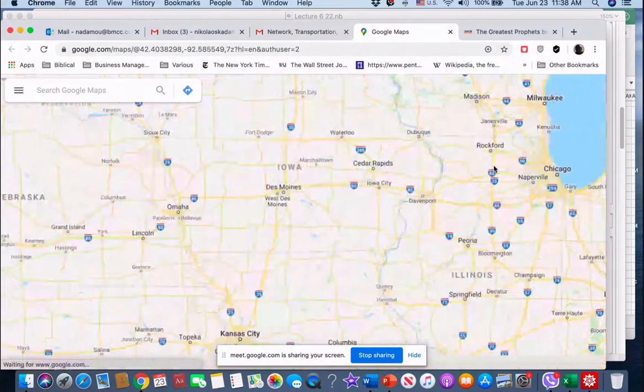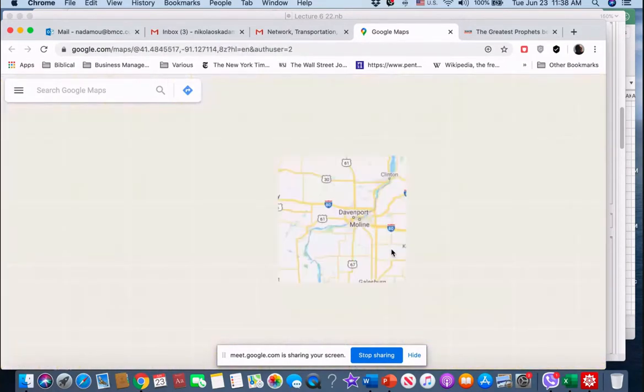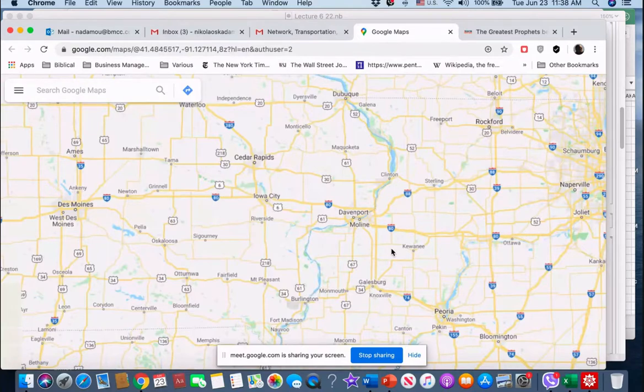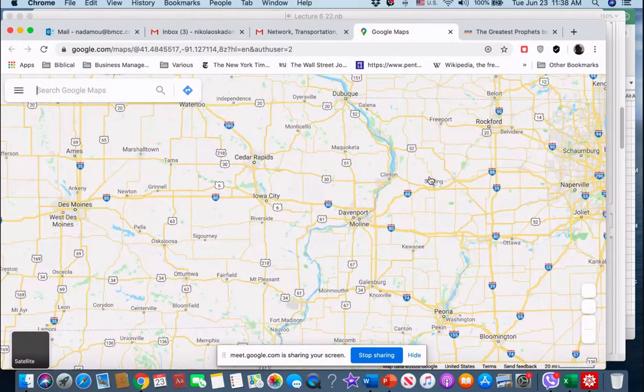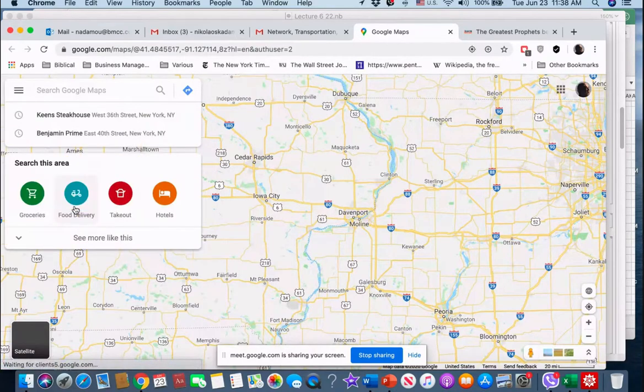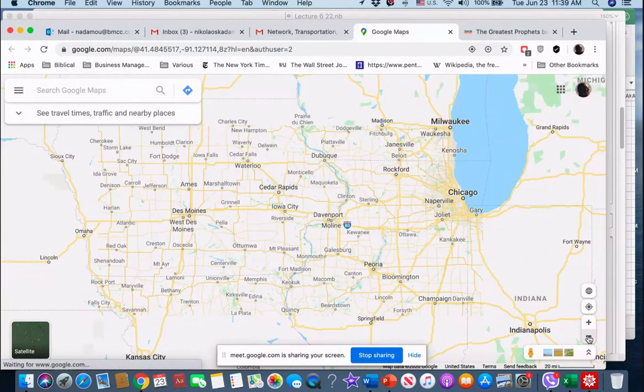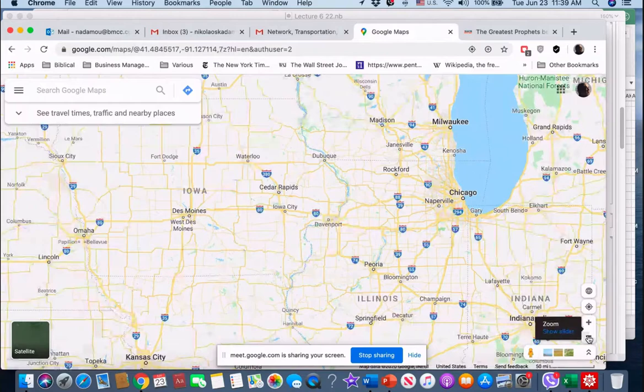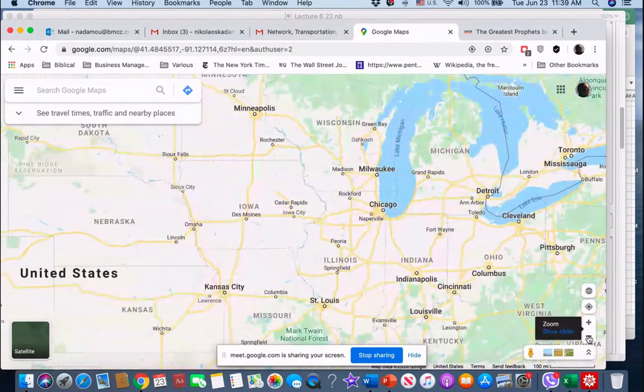Do you see Des Moines here? Des Moines is here in Iowa. Des Moines is connected to many other places. And as Des Moines is connected to many other places, you can go from Des Moines here to Cleveland here. Is there only one way to go or more than one way to go? More than one. And this is what I want you to be able to see.